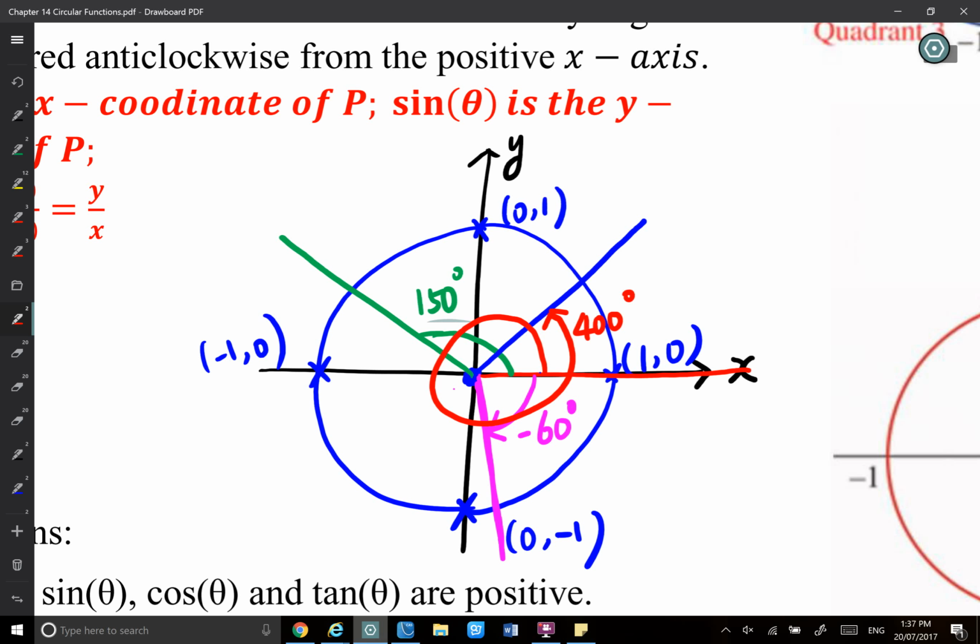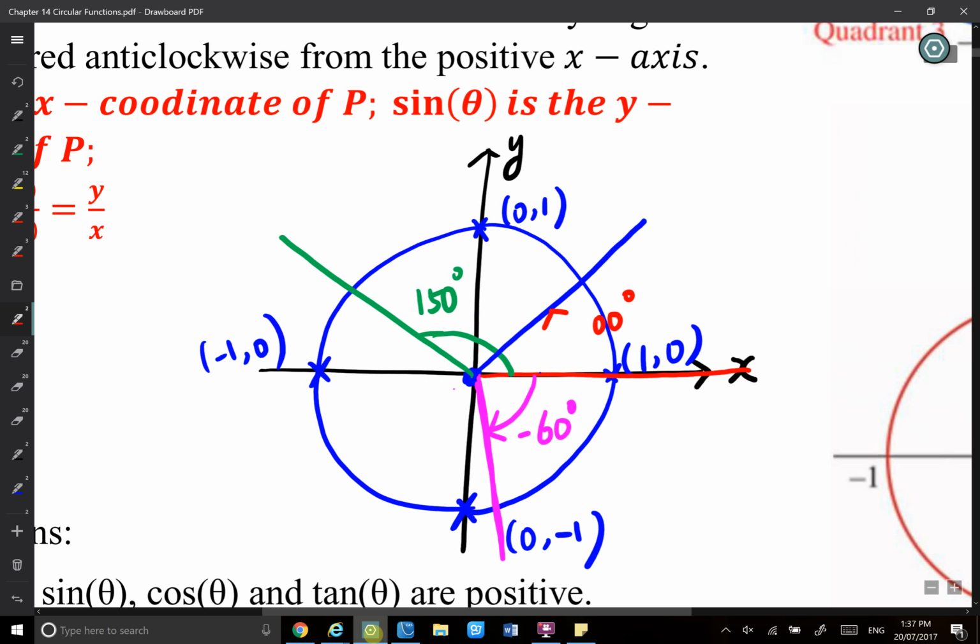There's no difference. All the conditions and characteristics will be the same, because they are at the same position. If two or more angles are at the same position, they are the same angle. We just care about where it is on the Cartesian plane. I'll take off the 400-degree angle and the minus 60-degree angle for now, and just investigate the 150-degree angle.